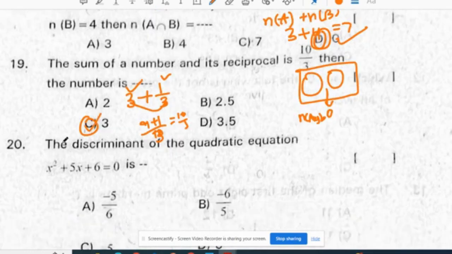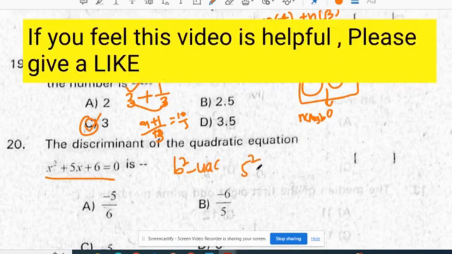The discriminant of the quadratic equation x square plus 5x plus 6. The discriminant formula is b square minus 4ac. Here b is 5, a is 1, c is 6. 5 square is 25 minus 24, which is 1.